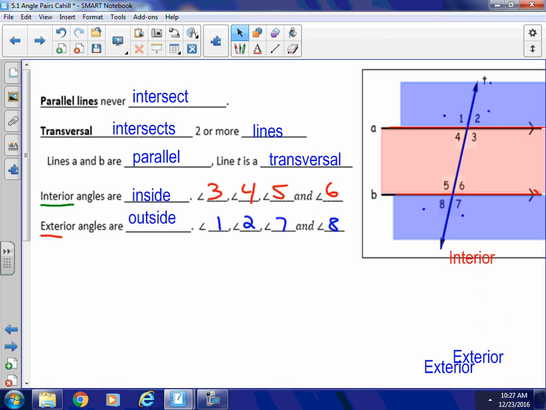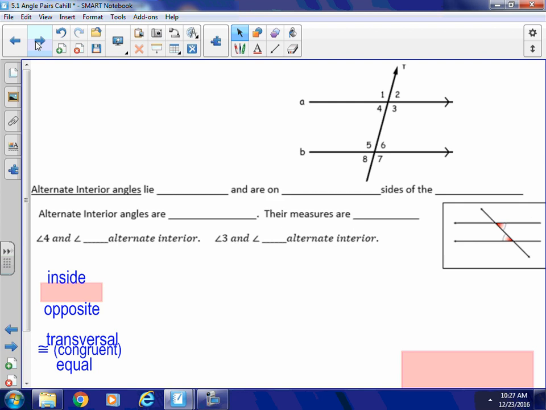You do not need to label your picture with this shading and with these words interior and exterior. It could make your drawing a little complicated. However, if you find it helpful, go ahead and do so. So now use that diagram, and the reason I didn't want you to add that to that diagram, I need to use it now to talk about my different types of angles.